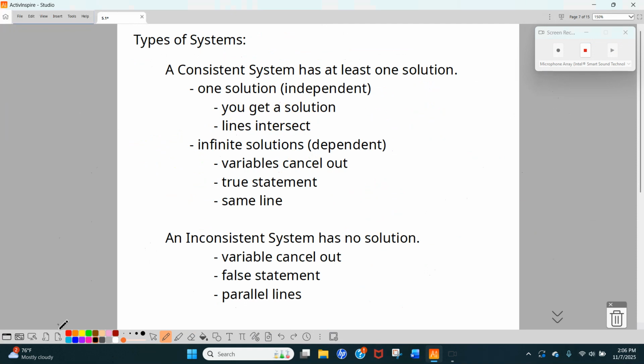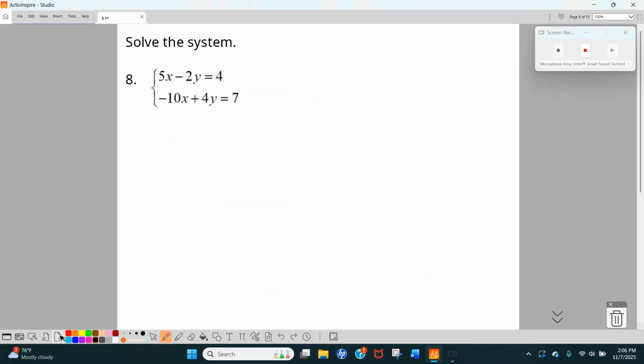All right. If you are doing it algebraically, if your variables cancel out and you're left with something like 2 is equal to 2 or 0 is equal to 0, then that's infinite solutions. If your variables cancel out and you're left with something like 2 is equal to 0, well, that's not true. So then it's no solution.